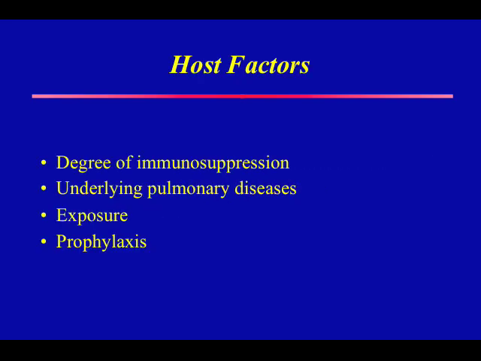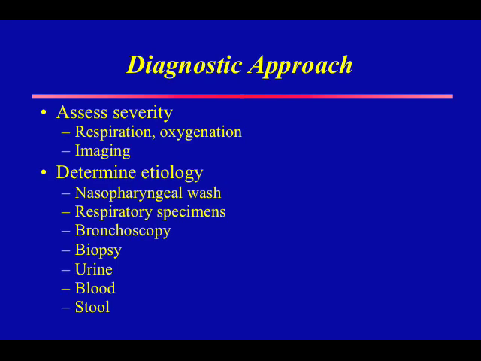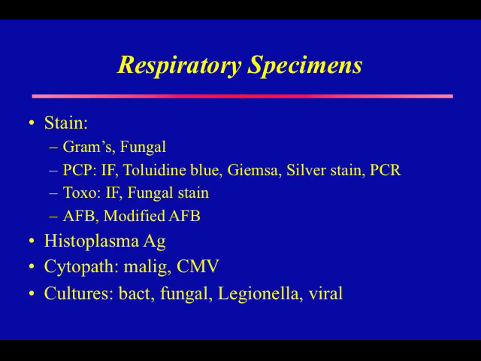Pulmonary: degree of immunosuppression, underlying pulmonary disease. What's the exposure? What's the prophylaxis? We've already discussed how you would determine the etiology. You try non-invasive means. If they don't work, bronchoscopy, and of course biopsy. Usually the end result sometimes is even bone marrow biopsy. Respiratory specimens, you can have a totally different approach.